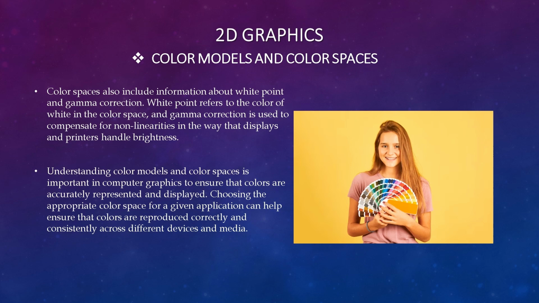Color spaces also include information about white point and gamma correction. White point refers to the color of white in the color space, and gamma correction is used to compensate for nonlinearities in the way that displays and printers handle brightness.